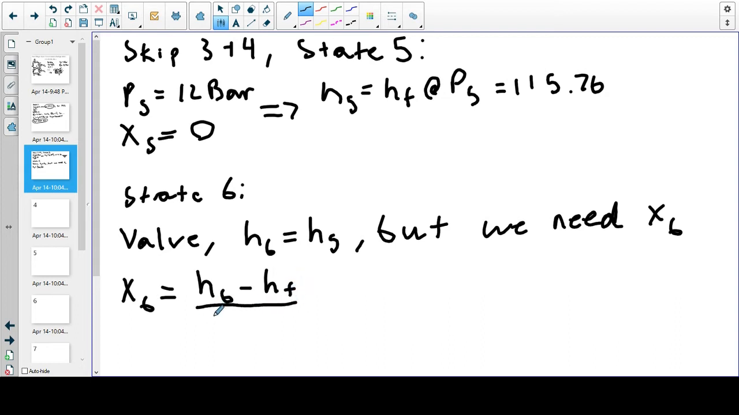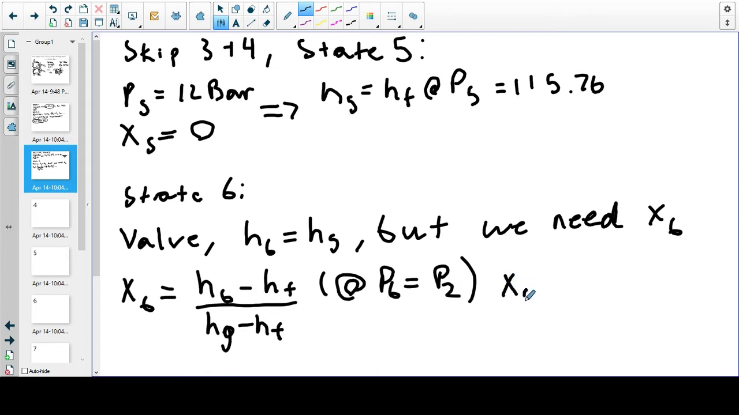And X6 is equal to H6 minus Hf over Hg minus Hf. That is derived from the equation for H6 when you have X6; if you maneuver it all around, you'd get the original H equation, knowing quality. But obviously we're looking for X6, and we're doing it at pressure 2, which equals pressure 6, the medium pressure. And we see that X6 is equal to 0.28247. So 0.282, I guess you could say.